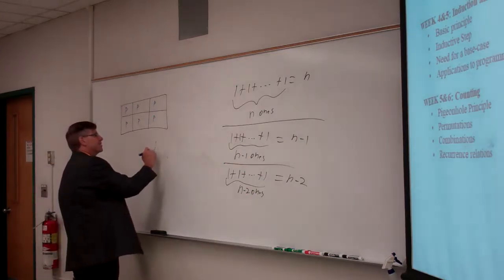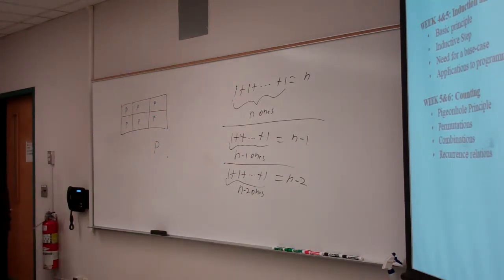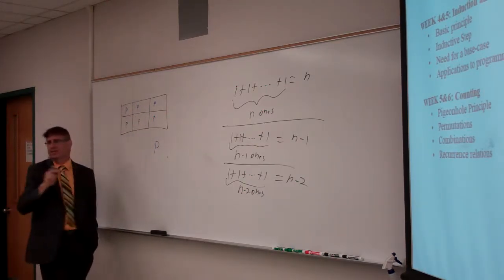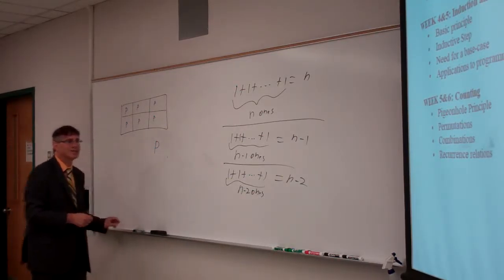But if we have 7 pigeons, that's impossible. The only way we can get 7 pigeons into 6 holes is if at least one of these holes has at least 2 pigeons in it. And that's called the pigeonhole principle. And it's a really kind of obvious but very powerful concept that we can use to prove all kinds of things that have nothing to do with pigeons. Number theoretic results and computer science-y results.